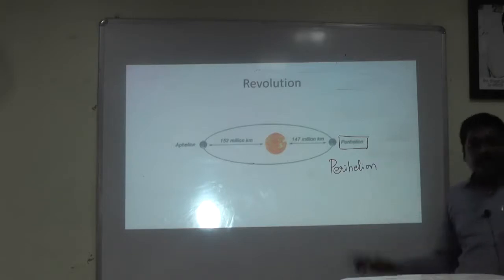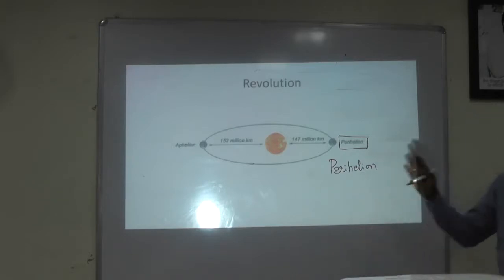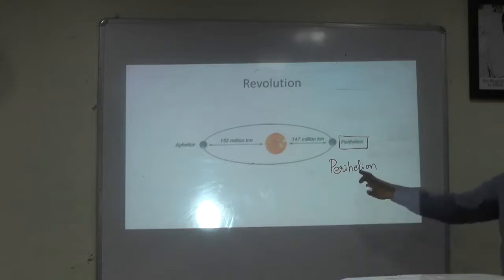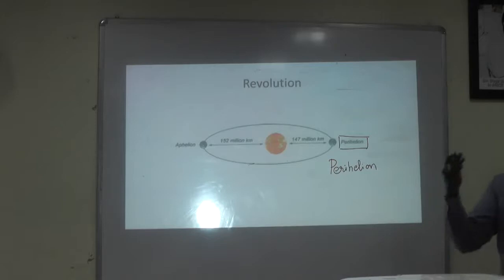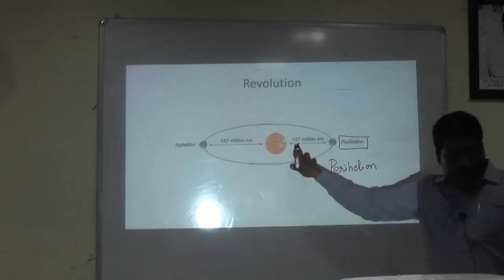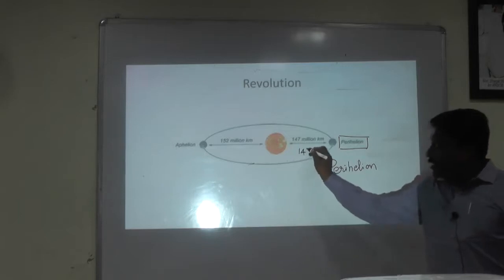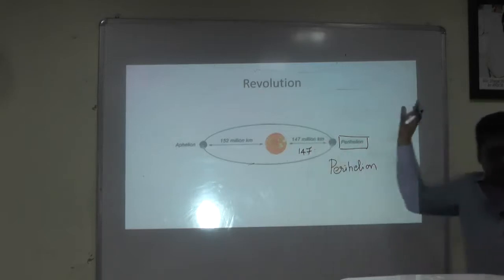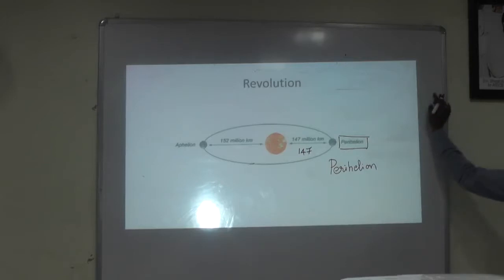We call them as what? Perihelion position. When the sun is very close to earth, we call it what? Perihelion. Right. And if you ask me what exactly is the distance between sun and earth on that day, it is 147 million kilometers.